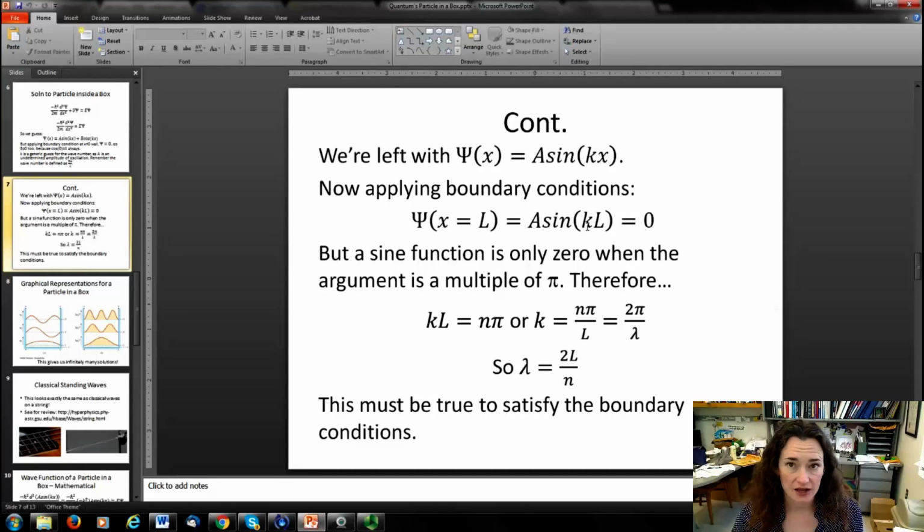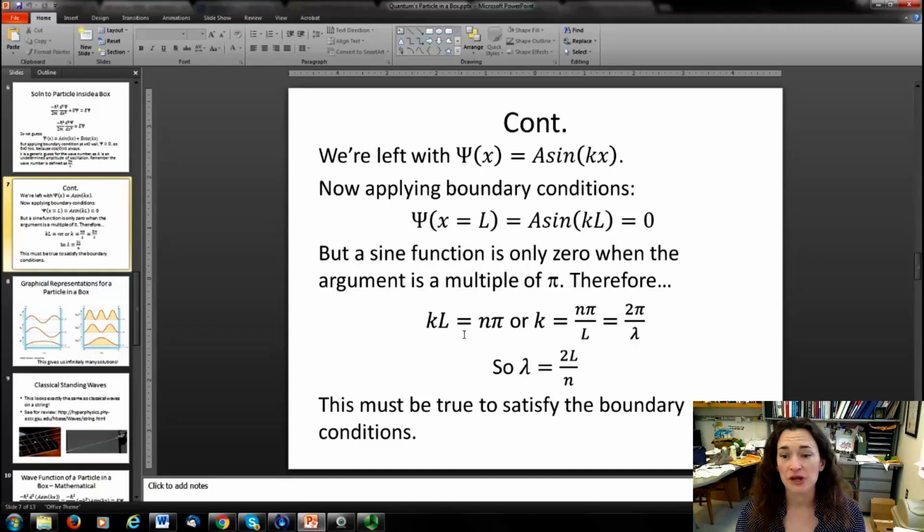So let's instead say, when is sine of kL equal to 0? Well, the sine function is only 0 when the argument of the sine function is a multiple of pi, like sine of pi is 0 or sine of 2 pi is 0, and so on and so forth. So what we're going to have to do is solve for what our undetermined constant k is. k times L would then have to be equal to some integer value n times pi. So if we solve for k, then we know that k is equal to n pi over L.